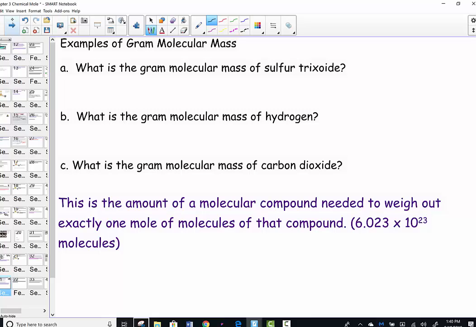Do the following for a molecule of sulfur trioxide, a molecule of hydrogen, and a molecule of carbon dioxide. I remember learning in nomenclature, non-metals hooked to non-metals, we use prefixes in their names: mono, di, tri, tetra, counting with the subscripts. So when I hear those prefixes, I know it's a molecular compound. The gram molecular mass, GMM for abbreviation.